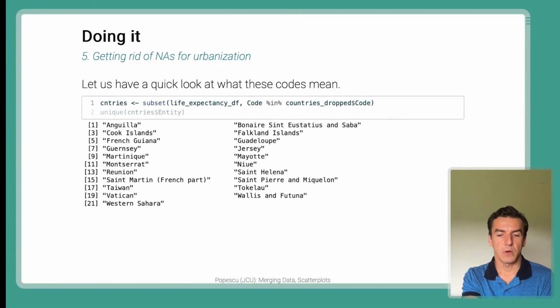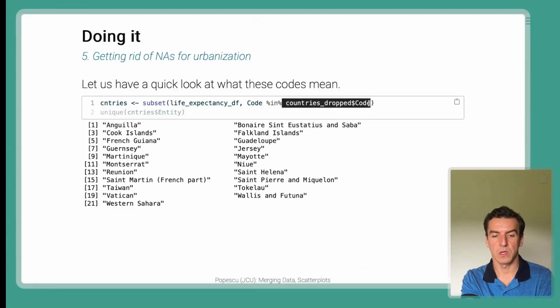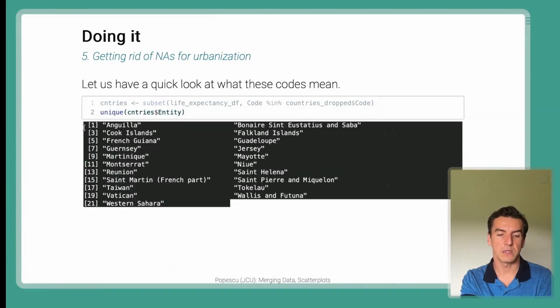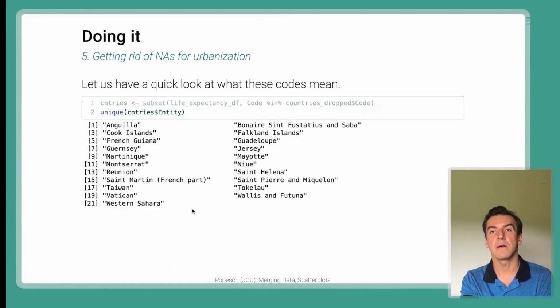So let us have a quick look at what these codes mean. A simple way to do this is to do the life expectancy DF, the data frame, code in countries dropped code. It seems that the countries that we ended up dropping are these ones. So the 21 that we ended up dropping are the ones that do not have urbanization data. Let's imagine that for this task, we want to have a complete data set, so we do not want any missing values, but it's important to be aware of what the countries are that we ended up dropping. So there they are.